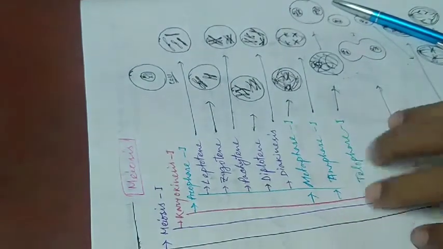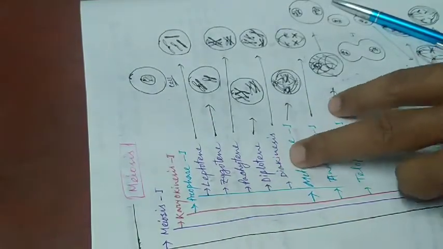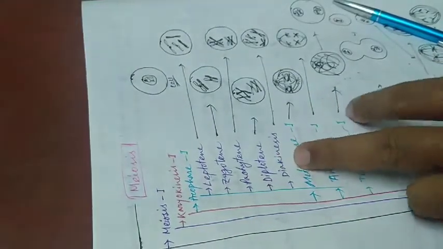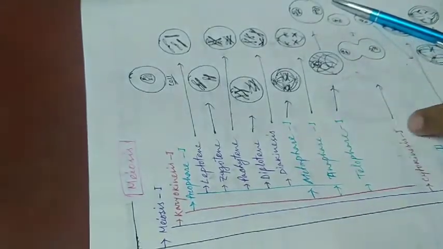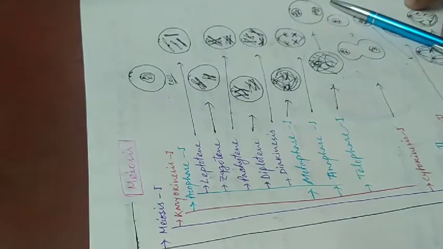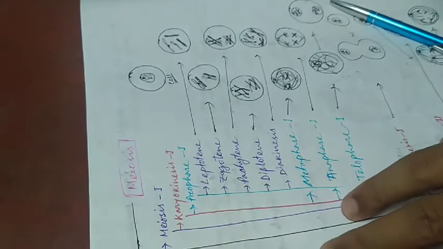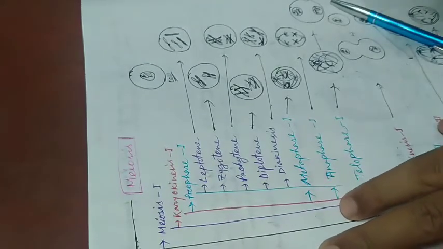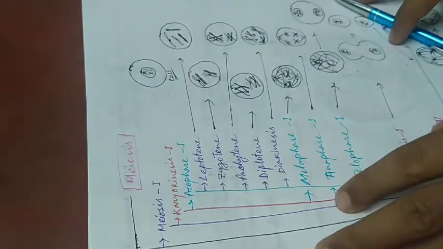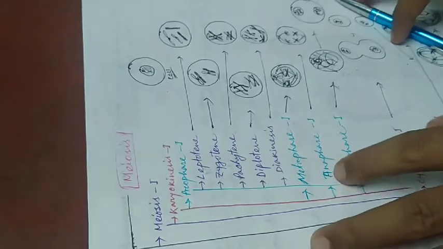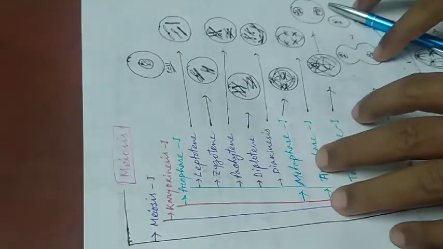So terminalization occurs at the diplotene stage. And then the last stage of prophase 1 is diakinesis. In the diakinesis phase, the homologous chromosomes completely separate, and the nuclear membrane and the nucleolus also disappear. All chromosomes which are present inside the nucleus come to the cytoplasm of the cell.